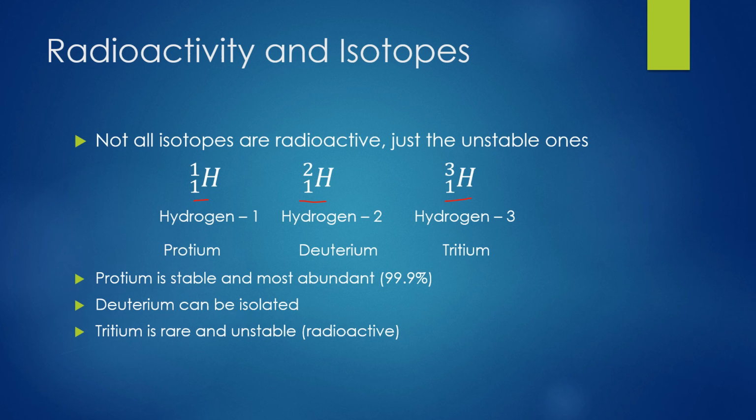You'll notice that that bottom number is the same in all three isotopes. That is because that represents the atomic number. And all hydrogen atoms have one proton. If you change the number of protons, you're going to be changing the identity of that element. What differs is the number up top in the upper left-hand corner. That's the mass number. That's the protons and the neutrons added together.